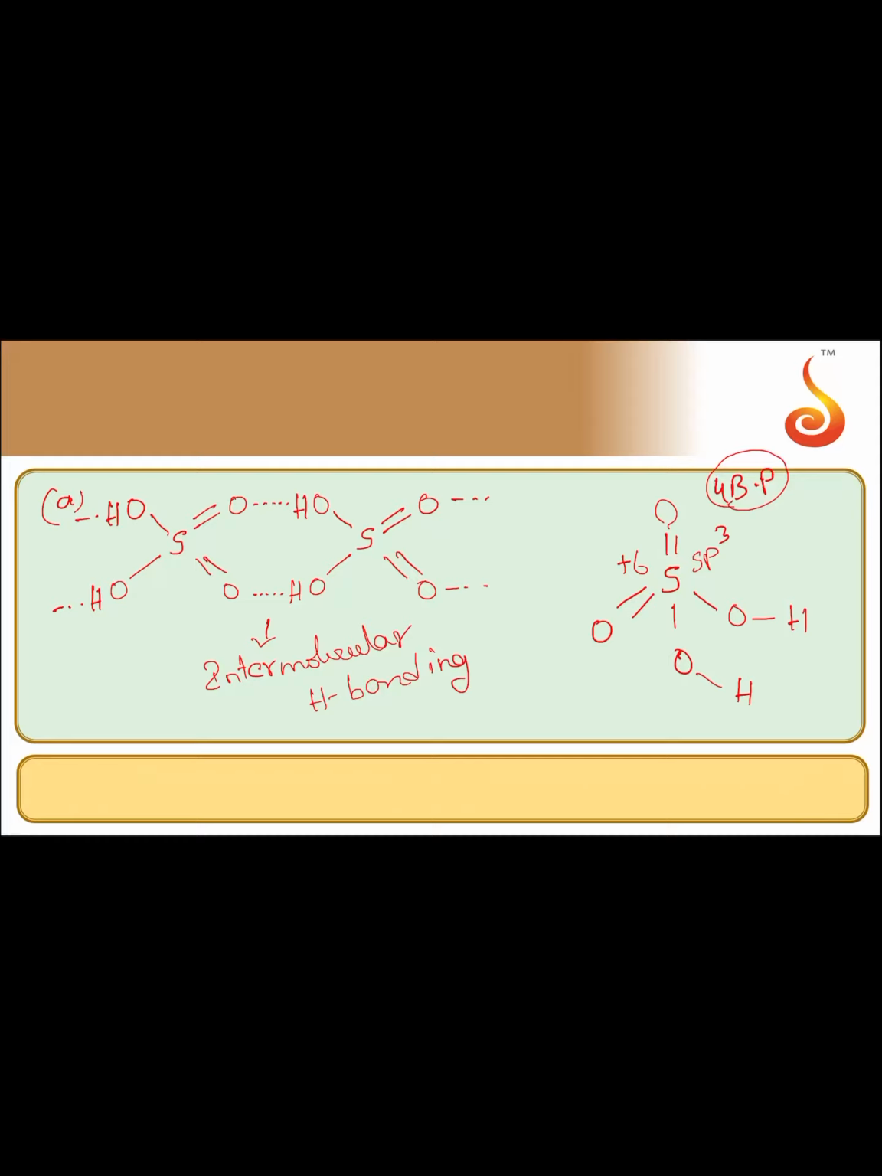And for the oxygen atoms of the OH group, oxygen has a total of 6 electrons in the valence shell, 2 electrons are involved in bond formation with 2 bonds, and it contains 2 lone pairs of electrons. Anyway, the total number of electron pairs is 4. 4 pairs of electrons means the hybridization of the oxygen is also sp3 only. So option C is also correct.